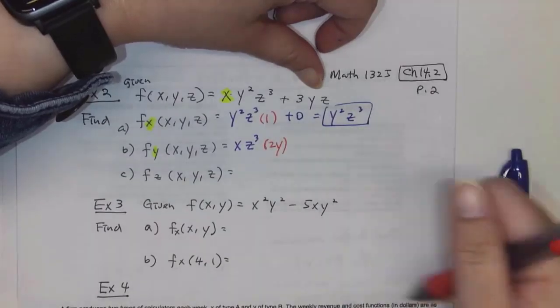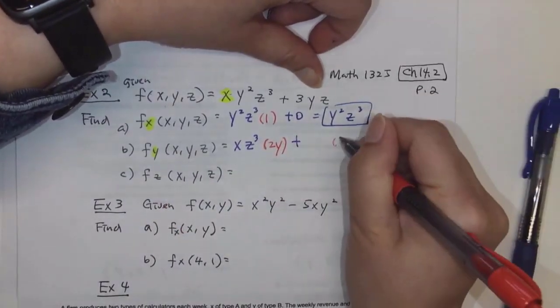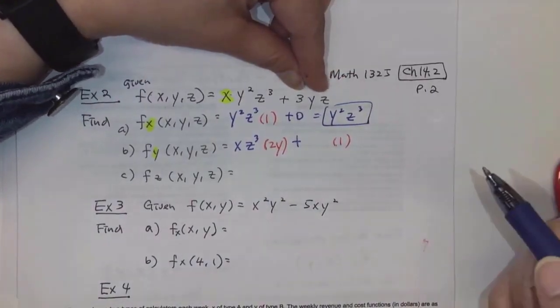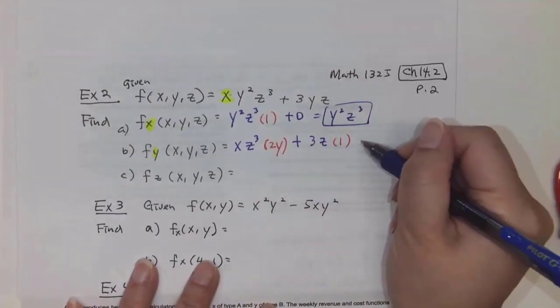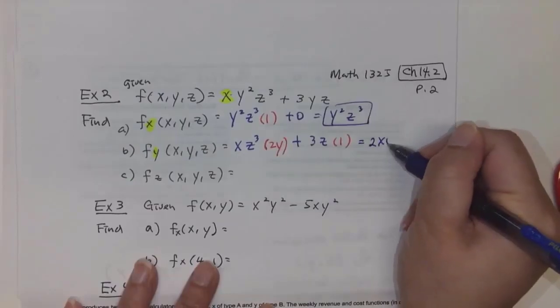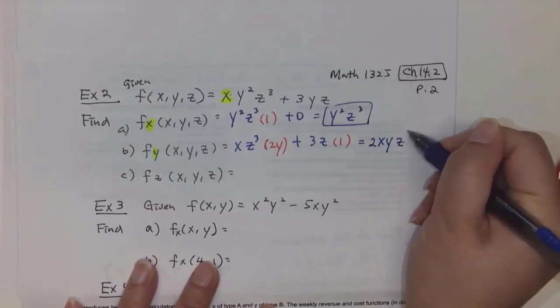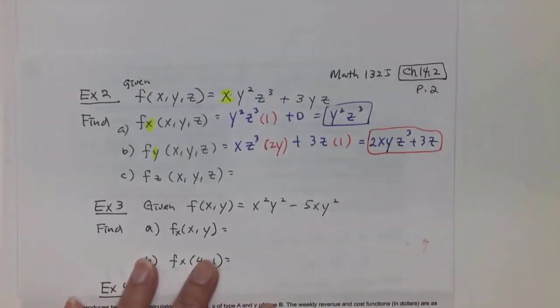Taking the derivative of the y is going to give me what? A 1 for the y part. How about the rest of them? They are my constants here, right? Multiply to the 1. So when we simplify that, we're going to have 2xyz cubed plus 3z. Are we okay with that? Going to need some practice.